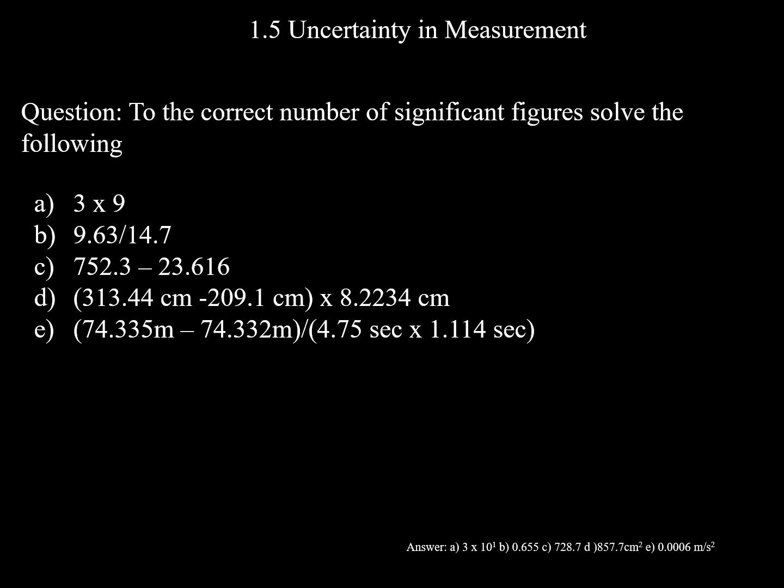Use the PEMDAS rule, which I believe you learned before chemistry: parentheses, exponent, multiplication, dividing, adding, and subtracting. So that's the order of operations. We can do the first one. 3 times 9 is going to be 27. However, due to significant figures, it's going to be 30.